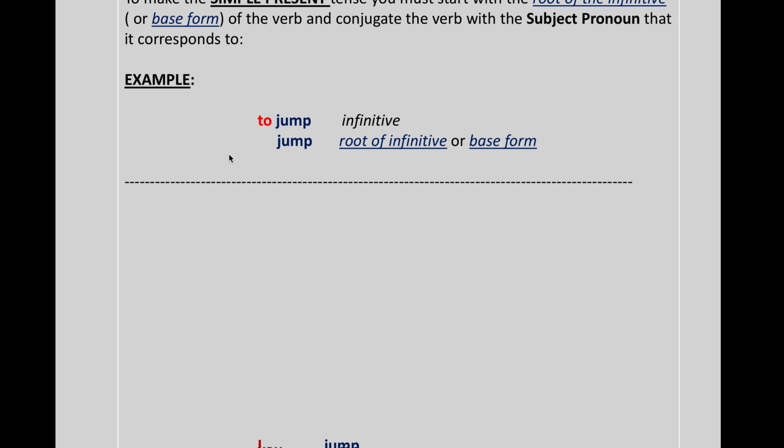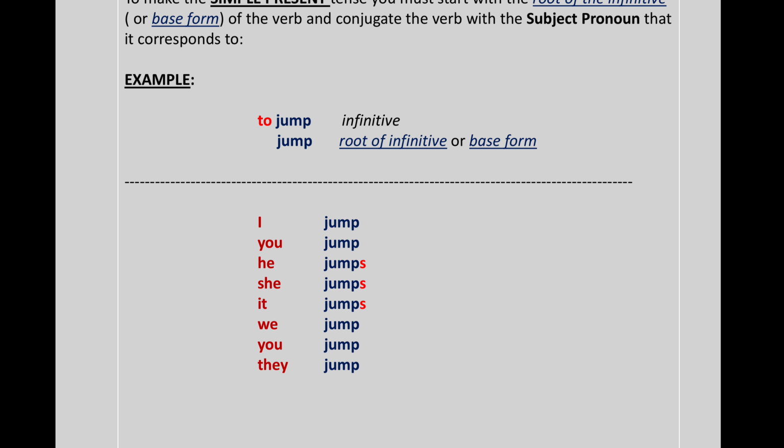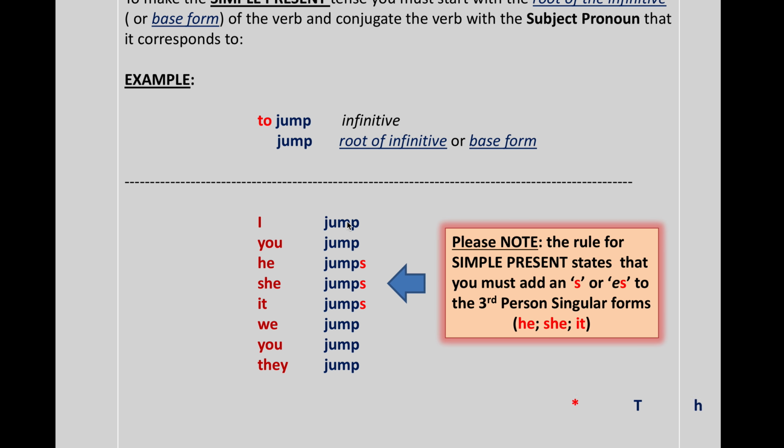You now have to conjugate, and the way that works is that you do use the base form of the root to make the forms for I, you, we, you, and they, but for third person singular there is a second form where you must add an S or an ES to the form for it to work. So the present tense in fact has two forms, jump and jumps, and there is no exception to this rule.